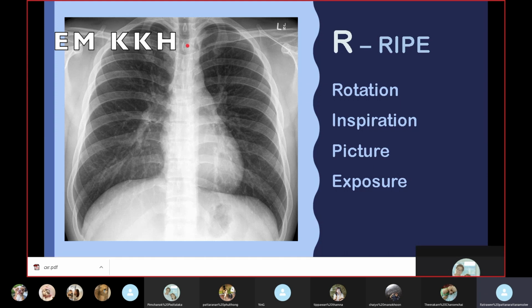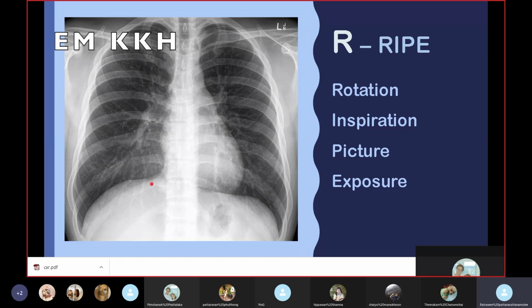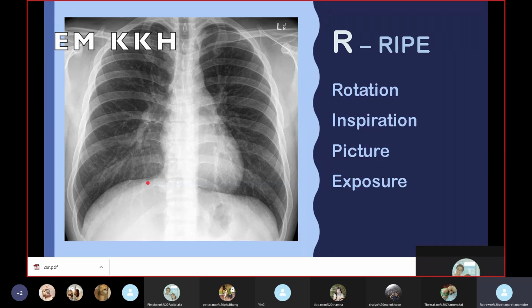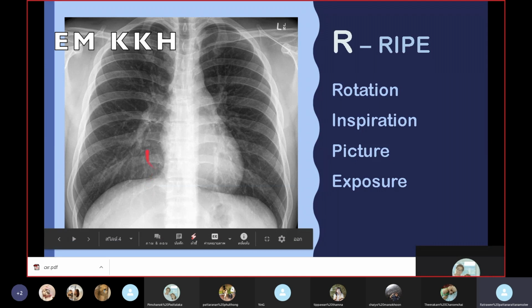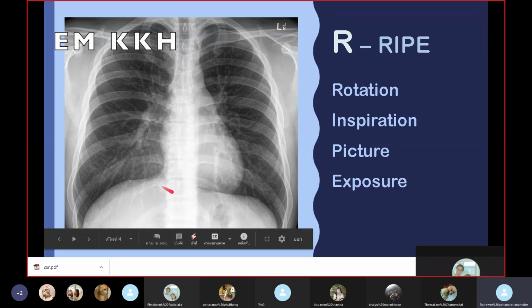I is inspiration. Check if the film is taken in full inspiration, with the diaphragm at the level of the 10th to 11th ribs posteriorly or the costal cartilage anteriorly. This chest X-ray is full inspiration. P is picture or projection. This is an AP or PA view. And E is exposure. Exposure is adequate if you can easily see the mid-thoracic vertebrae and intervertebral spaces.